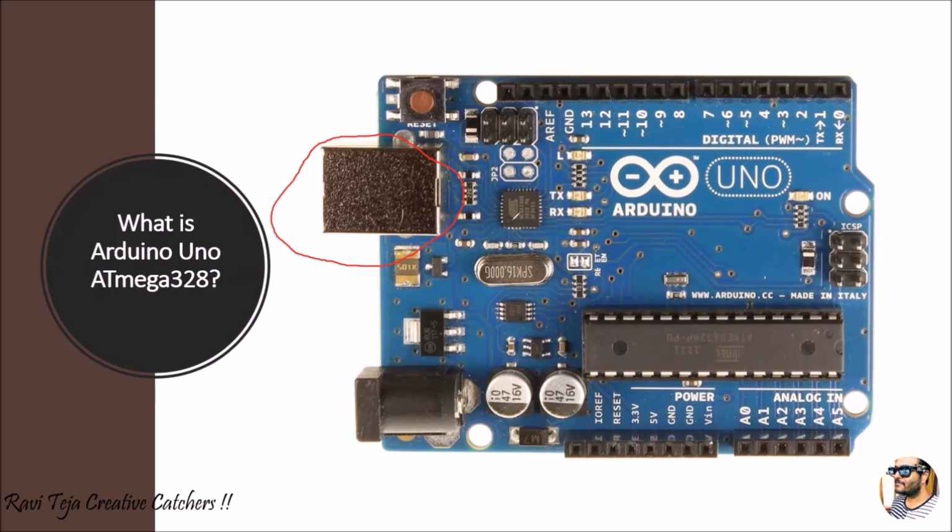Okay, and you can also power this particular Arduino board through that particular cable. Not only that, the main purpose of using this particular socket is that you can upload or dump the program into this Atmega 328 connected to a PC or laptop.